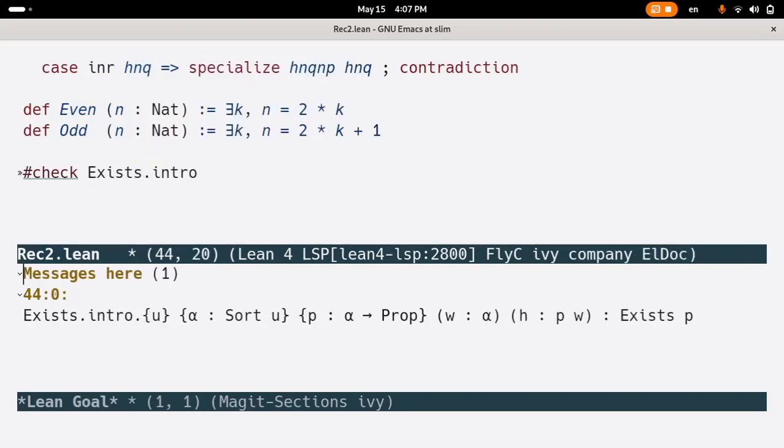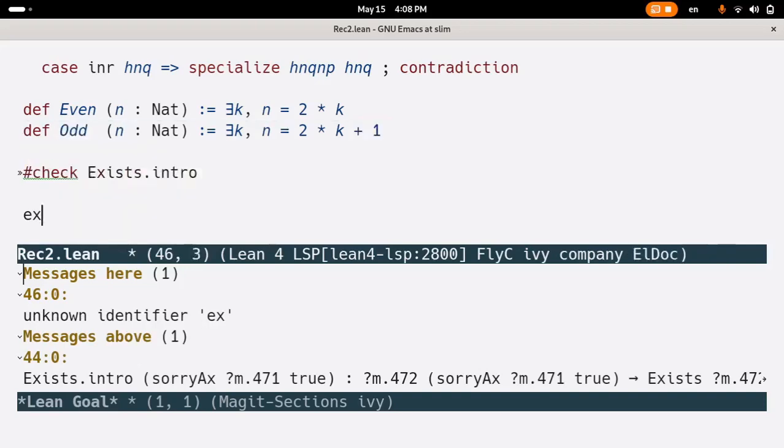Since both of these are there exists statements, we will need exists.intro, which is a proof of exists P, where P is a map from alpha to propositions, where alpha is a type, here nat. And to prove exists P, we have to supply a witness of type alpha and a proof that P holds at W.